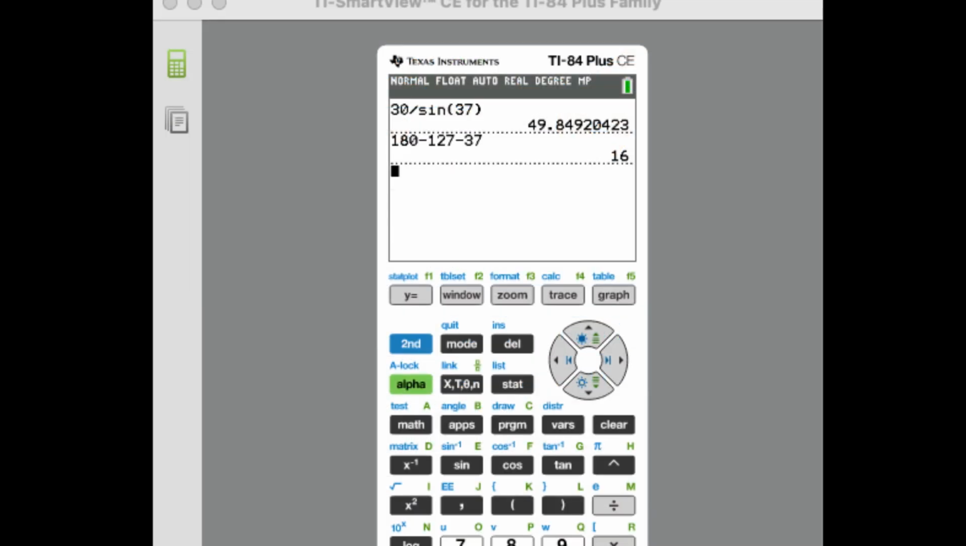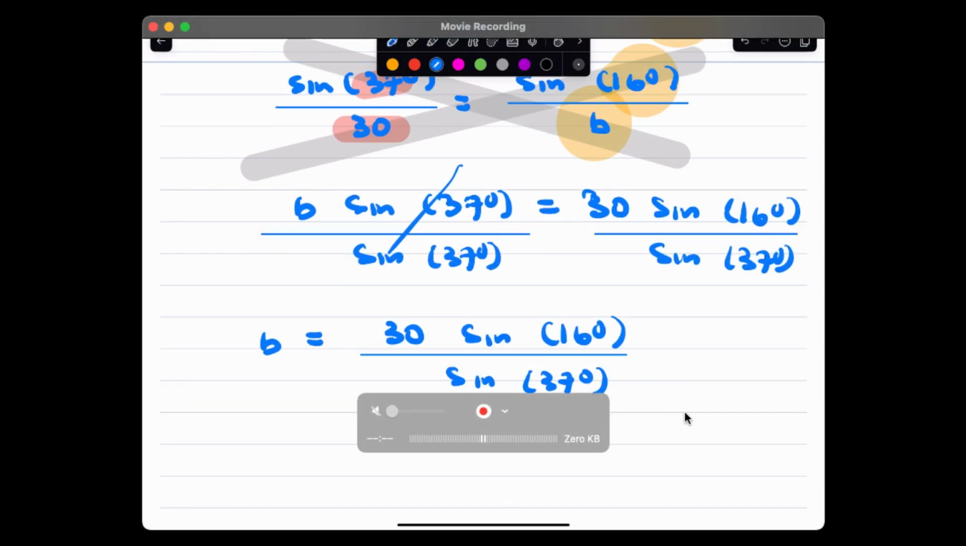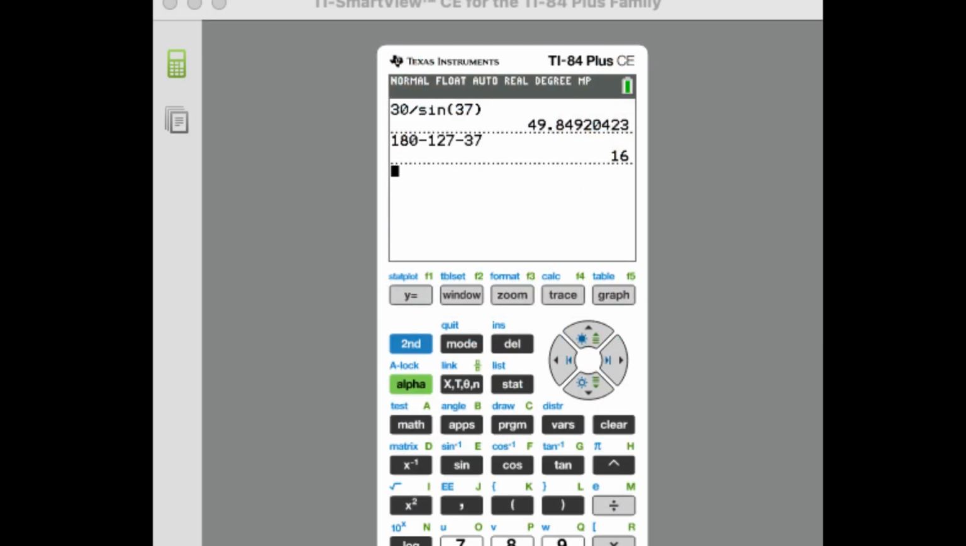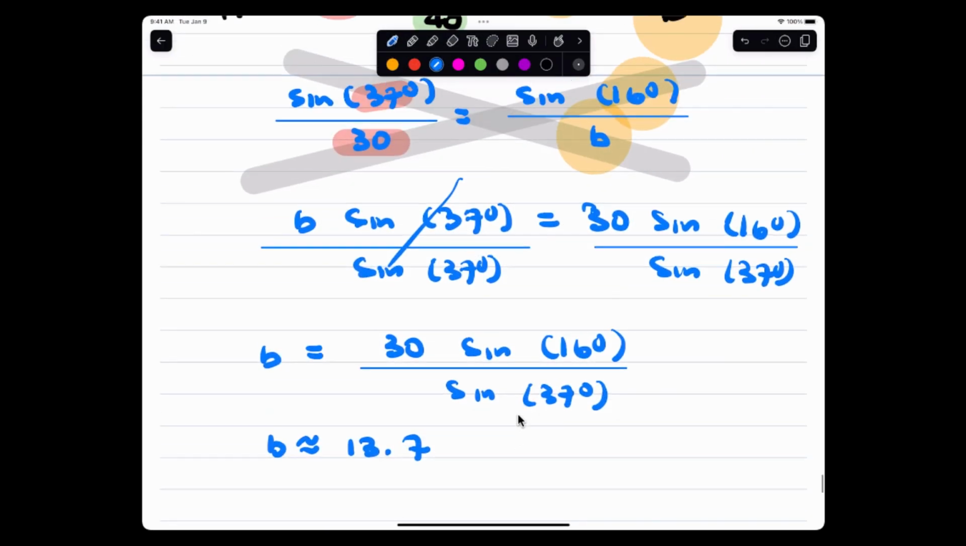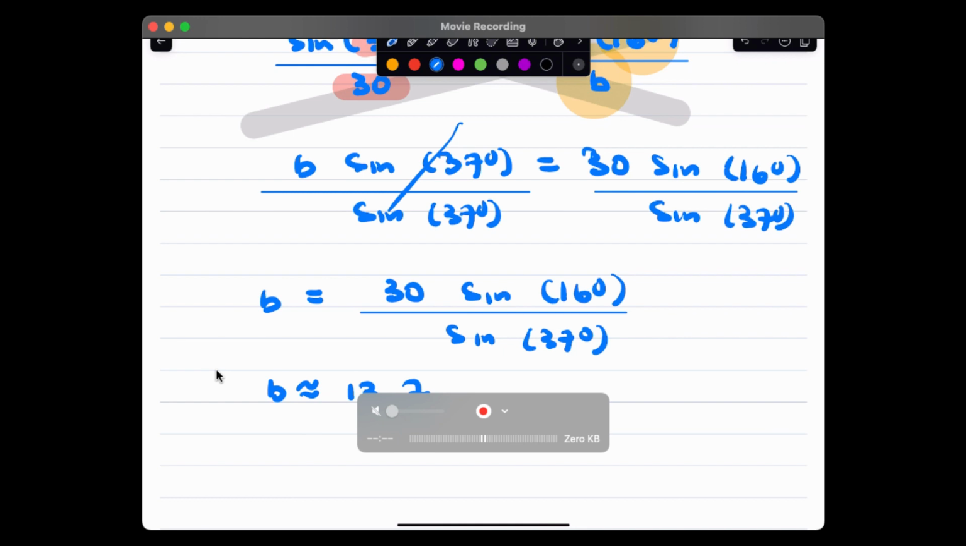Okay? Go back here, take a look. Right, is that true? Did we do everything okay? All right, ladies and gentlemen, let's try this out. Here we go. 30 sine 16 divided by sine of 37. And I like going to the tenths. What'd you guys get for little b? Little b is 13.7, and I guess that was orange.